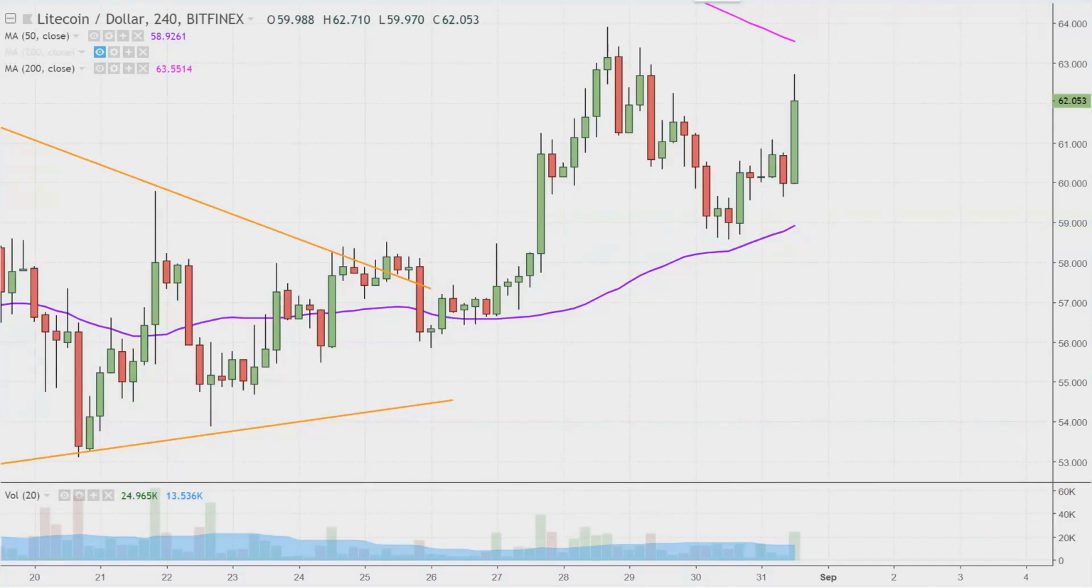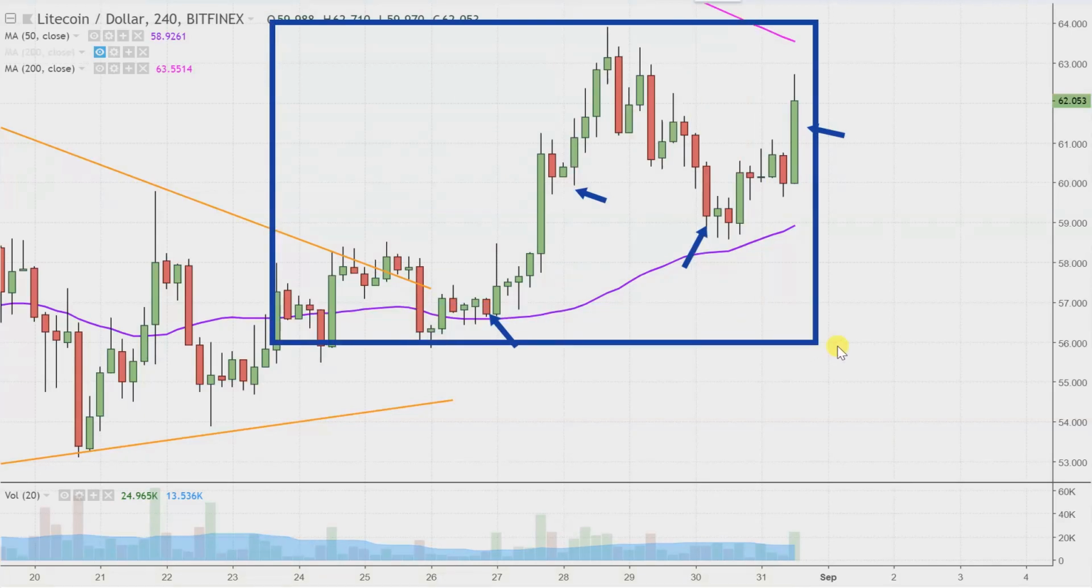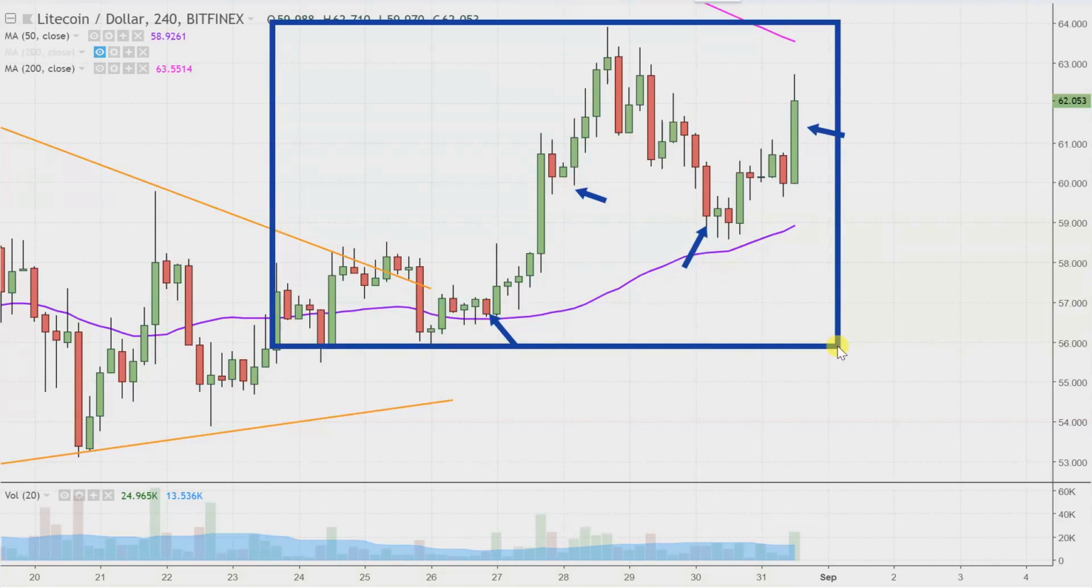Real quick, what do I mean by 4-hour in case maybe you're new to charts? Instead of each one of these candlesticks representing one day's worth of price action, which is what you would normally see, each one represents 4 hours. So all this here may look like several weeks worth of time. It's actually just several days broken down into 4-hour time slices.